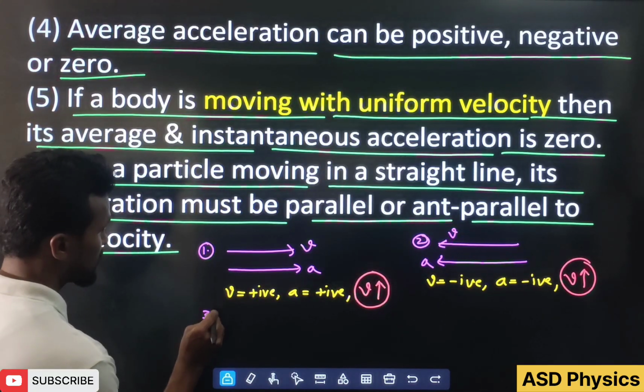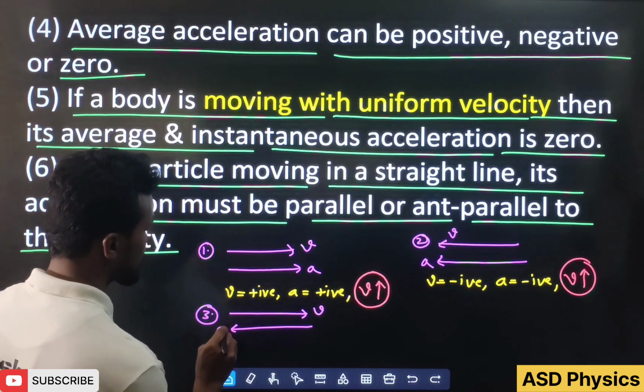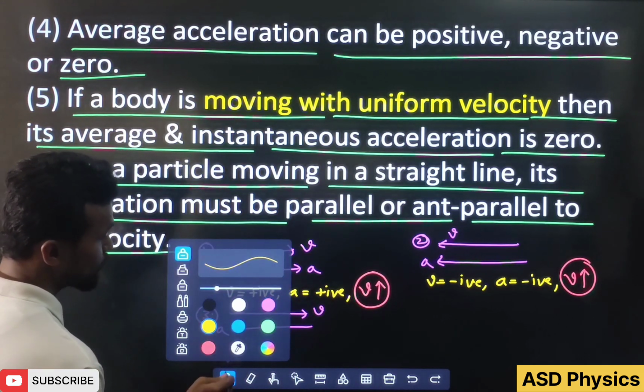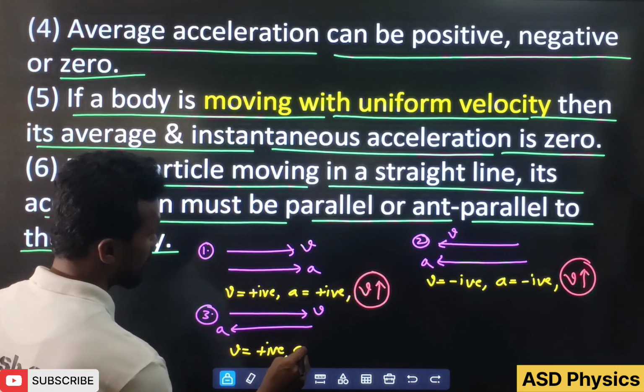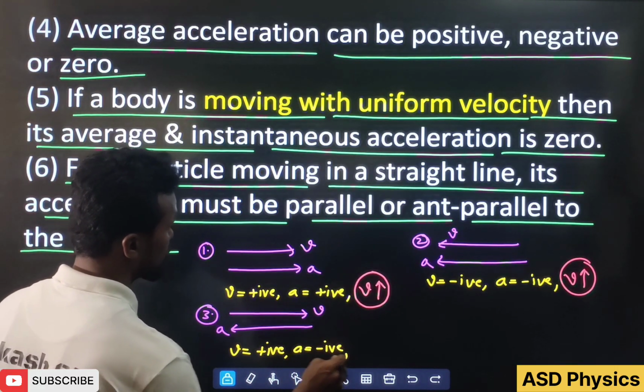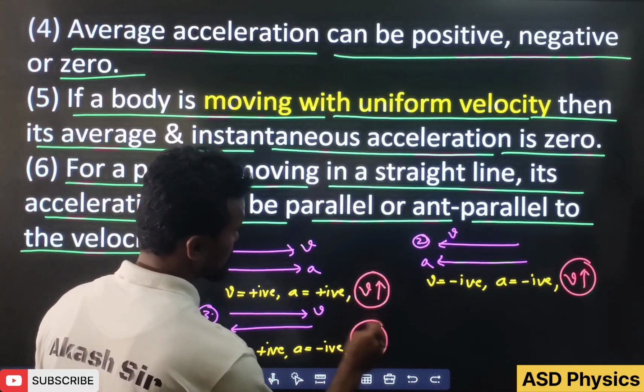Now see the third one. The velocity this side and acceleration this side. Both in which direction? Opposite direction. So velocity is positive, acceleration is negative. I am following the mathematical convention. In this situation, this velocity will decrease.